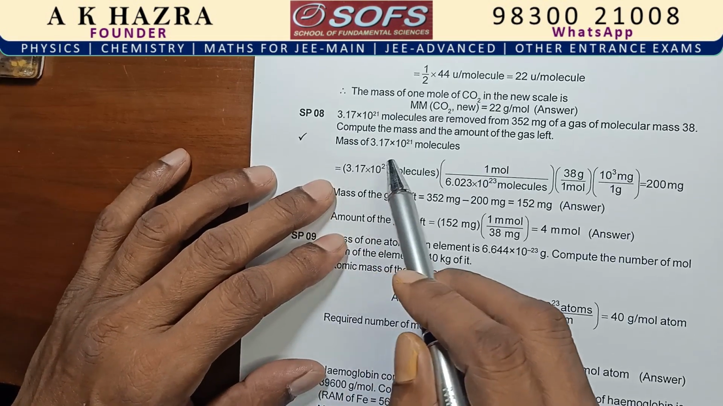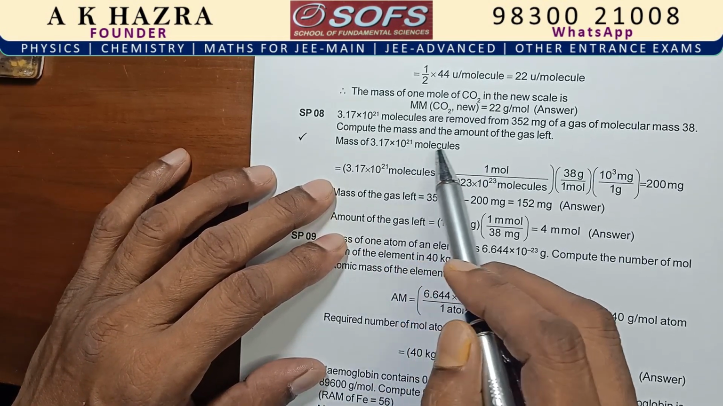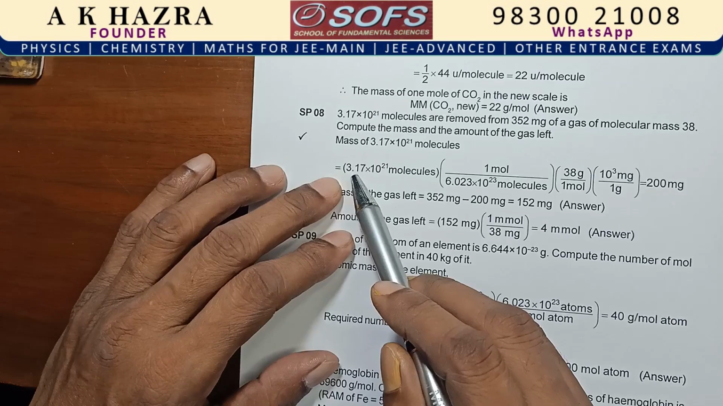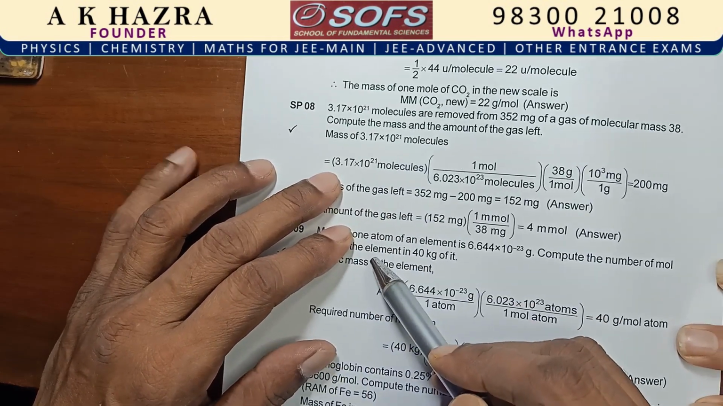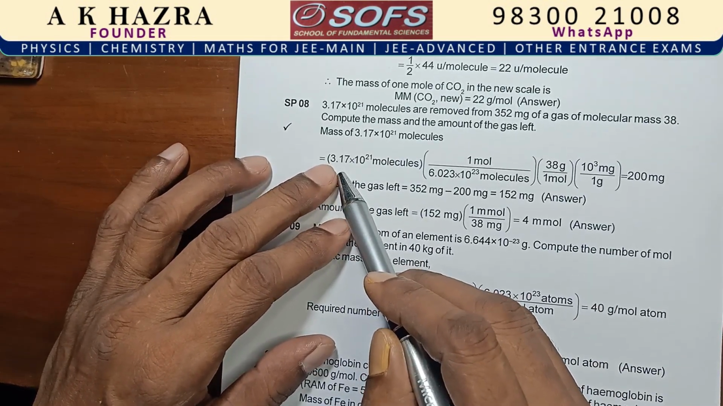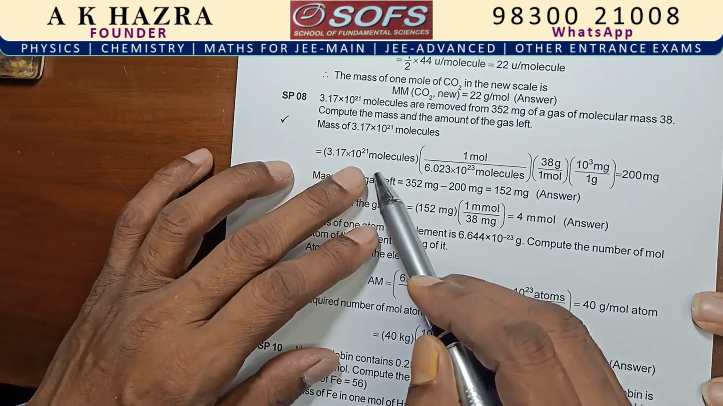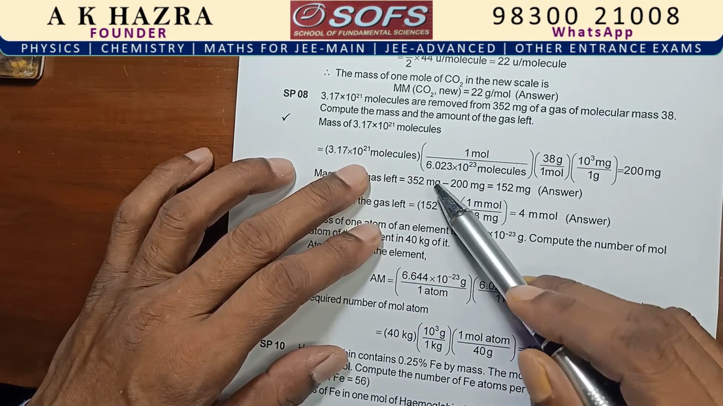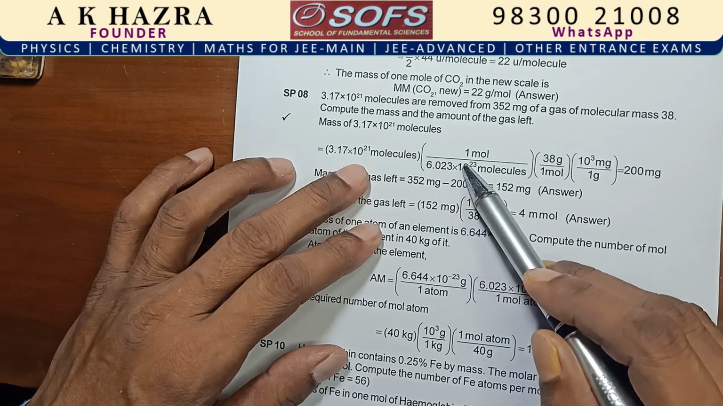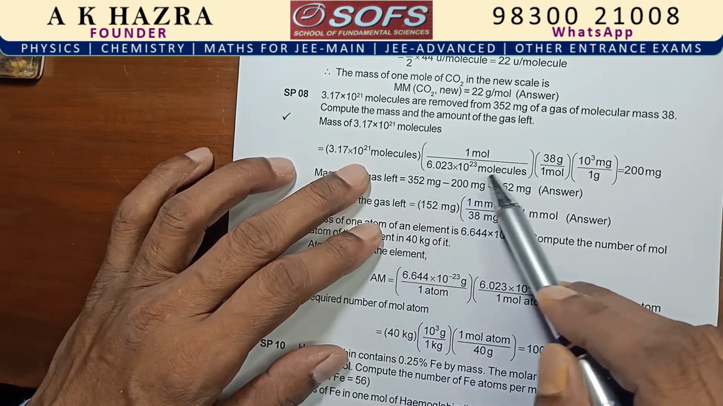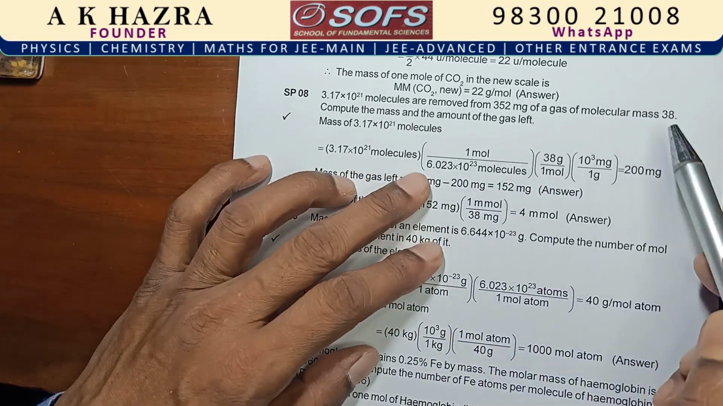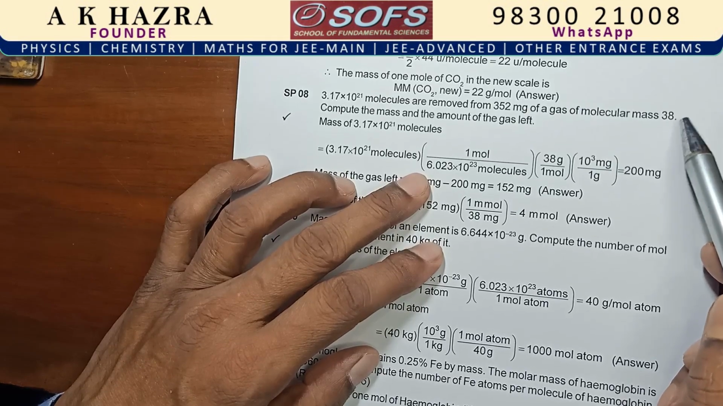Solution. So the mass of 3.17 × 10^21 molecules equals... we are solving the problem by the factor level concept. 3.17 × 10^21 molecules. Now convert into mole. How? 1 mole is 6.023 × 10^23 molecules, so molecules cancel out, giving mole. Now already given 38 means what? 38 gram per mole.